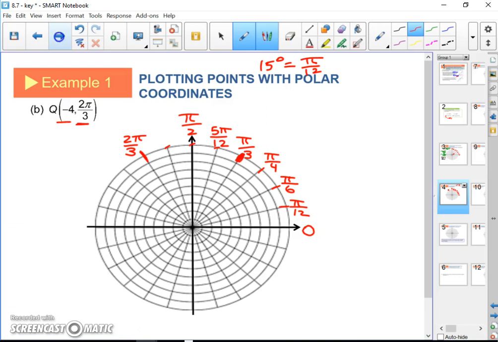Now, notice this negative 4. This negative 4 just means the opposite direction. Okay? The opposite direction. And so really what we would do is we would identify the direction of 2 pi over 3, but we would go in the opposite direction. So count off 4 in the opposite direction, and that's where point Q would be.